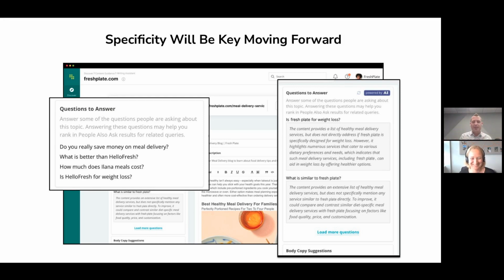But from that perspective, always think about, okay, I'm writing this piece of content, but it's not just about the topic. What questions do people have about this? Do the research, right?